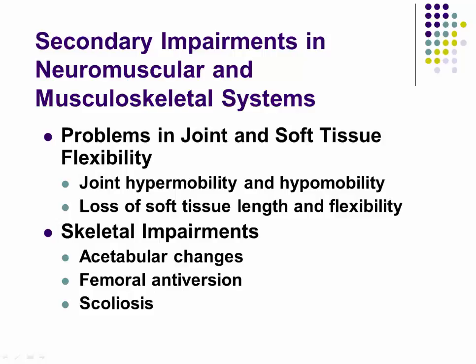Because of imbalances in the muscles, especially with a child with hemiplegia or even bilateral hemiplegia where there are differences in the two sides, these muscle imbalances lead to scoliosis, which is curvature of the spine, lordosis, which is sway back, or kyphosis, which in layman's terms is hunchback.